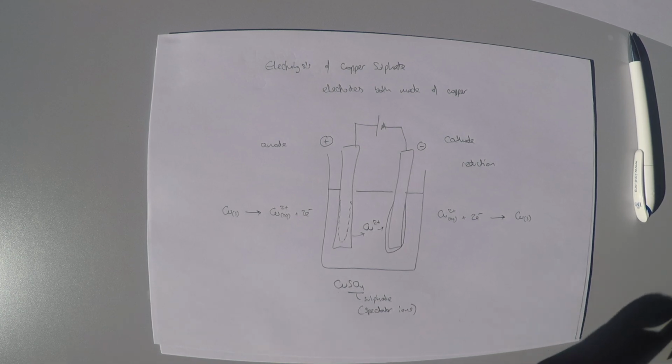So if you let the reaction run, what happens is the anode disappears, the cathode gets thicker, while the concentration of copper ions in the solution doesn't change at all. So that's the electrolysis of copper sulphate.